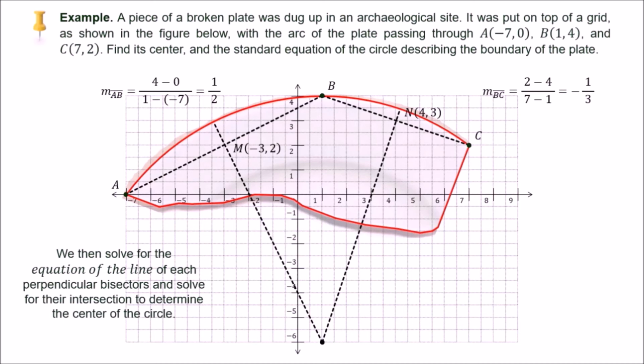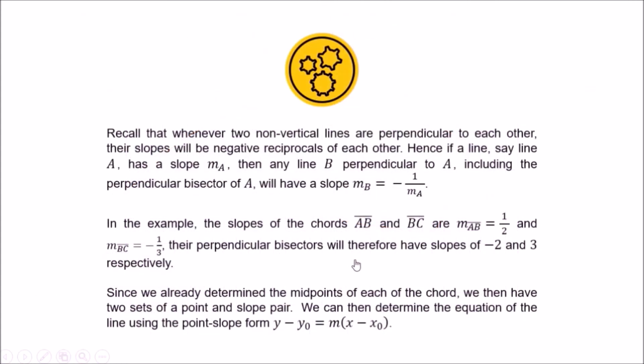We then solve for the equation of the line of each perpendicular bisector and solve for their intersection to determine the center of the circle. Now recall that whenever two non-vertical lines are perpendicular to each other, their slopes will be negative reciprocals of each other. Hence, if a line, say line A, has a slope m sub A, then any line B perpendicular to A, including the perpendicular bisector of A, will have a slope m sub B equal to -1 over m sub A.